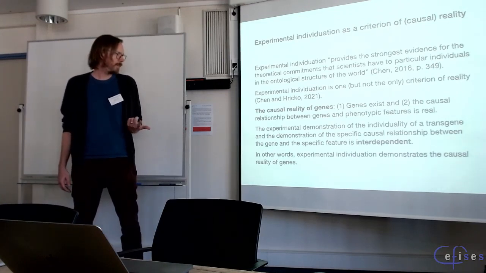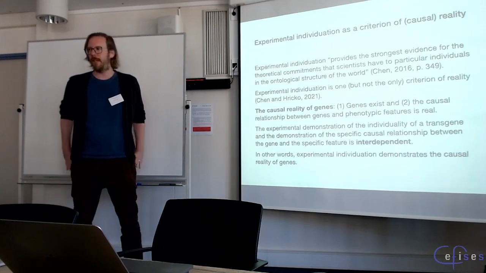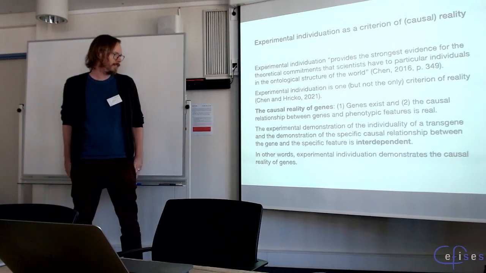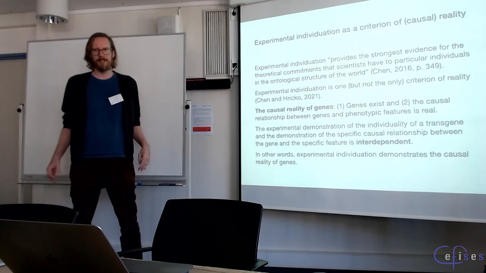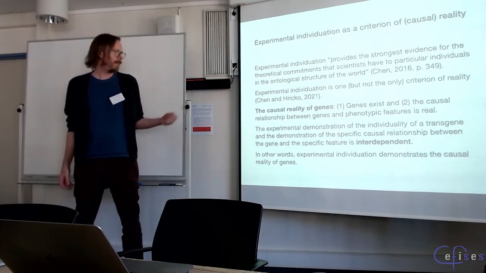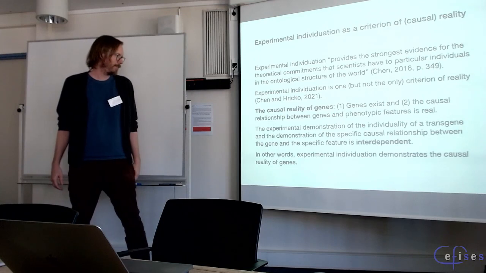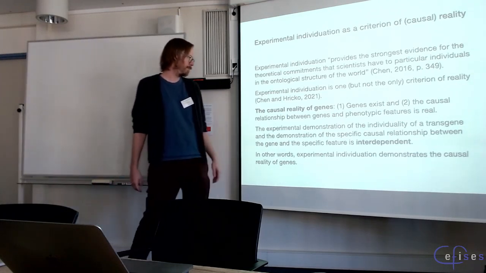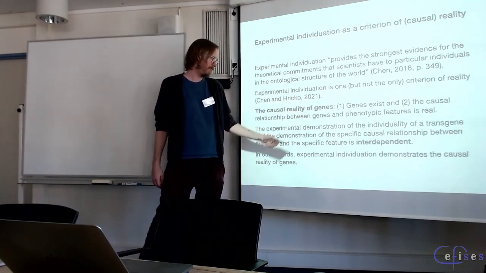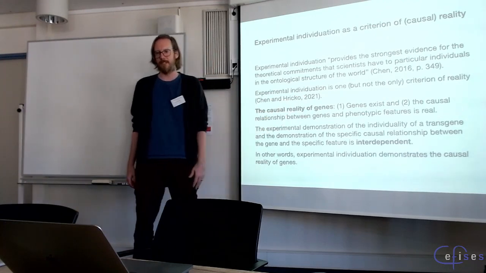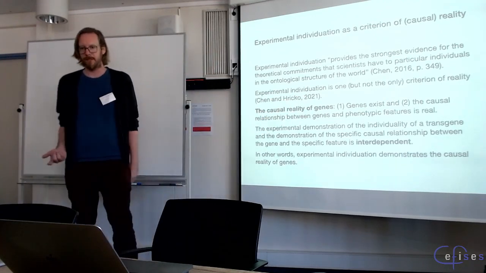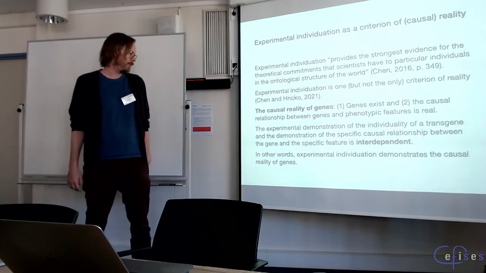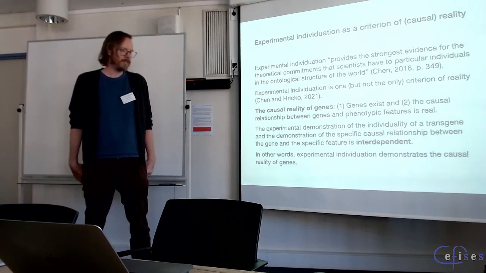The experimental demonstration of the individuality of a transgene and the demonstration of the specific causal relationship between the gene and the specific feature is something that's interdependent. Experimental individuation gives you basically reason to think that genes exist and reason to think that the causal relationship between the gene and its associated phenotype is real. So in other words, experimental individuation demonstrates the causal reality of genes.